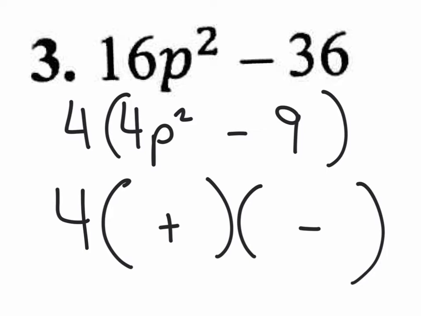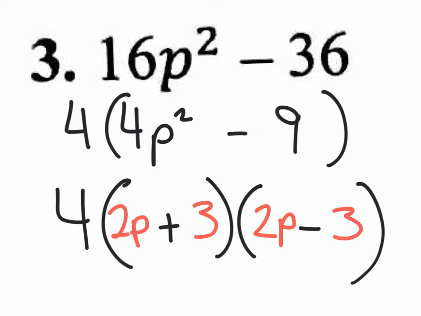Now check out how easy this is. What is the square root of 4p squared? 2p. Or not 2p. Okay. Anyways, what's the square root of 9? 3. Square root of 9 is 3. And guess what? You're done. All you got to do is rewrite it. Square root of 4p squared, that's 2p. Square root of 9 is 3. You're done.